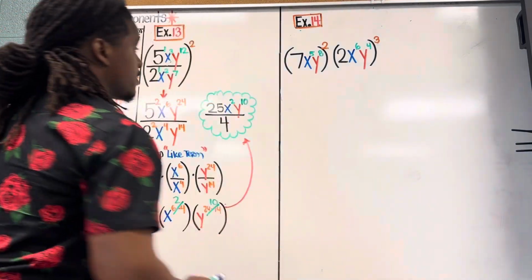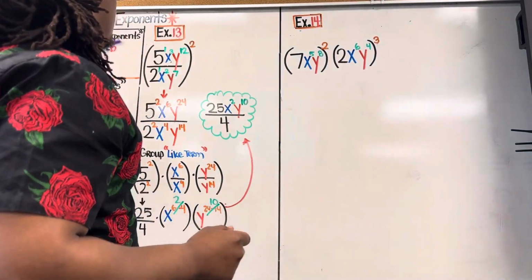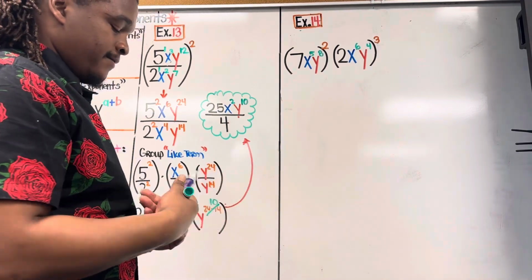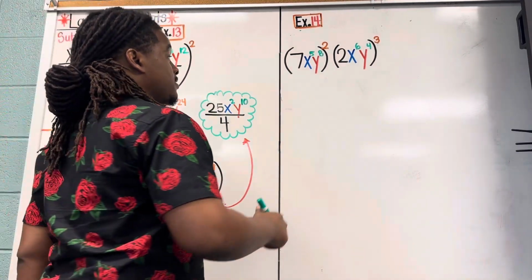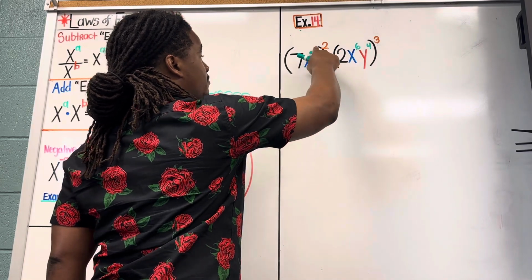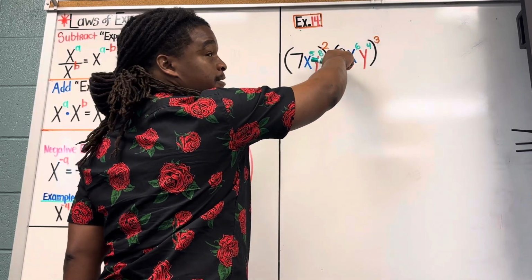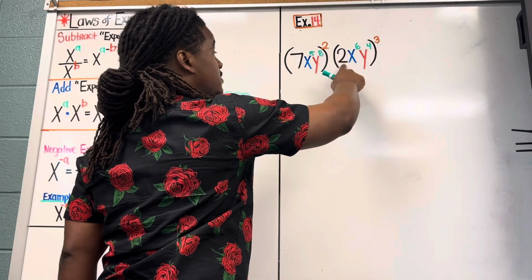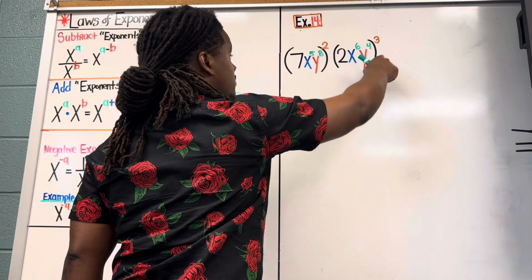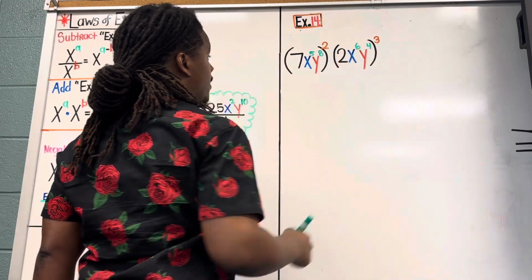And today, guys, I'm going to explore example 14 of laws of exponents. In this particular example, we have this problem, and it states: (7x^5 y^8)^2 times (2x^6 y^4)^3.